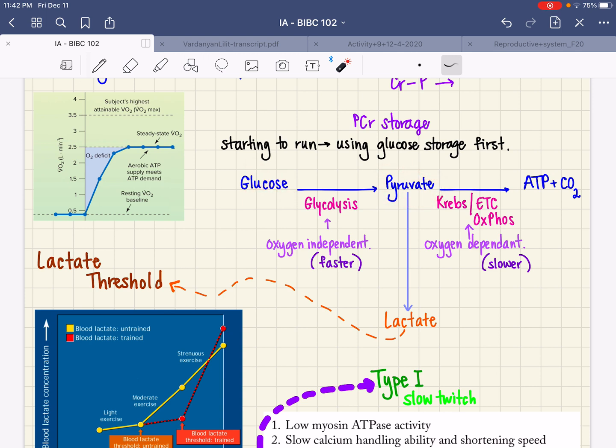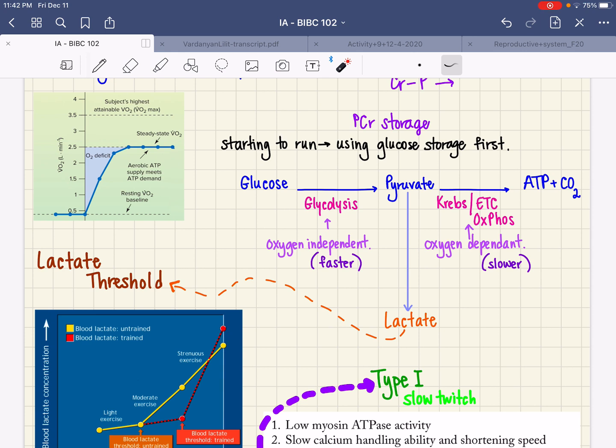But because in that first 2 minutes of me running very fast, I'm not getting enough oxygen just yet, I will not have enough oxygen to take this pyruvate and completely break it down through Krebs and OXPHOS. And because of that, the pyruvate molecules will be shunted over to lactate dehydrogenase enzyme to form a bunch of lactate molecules.